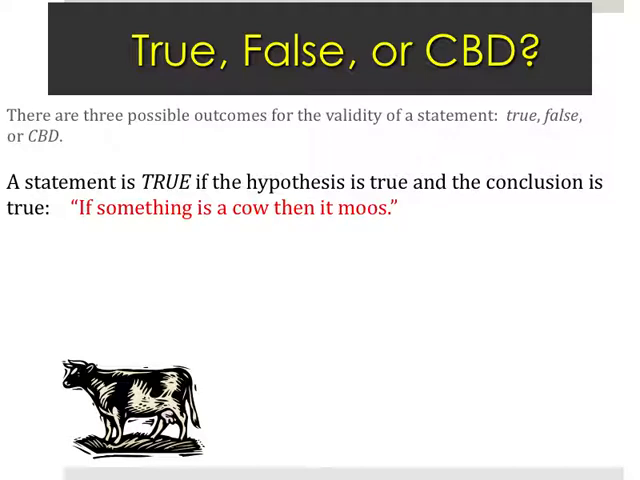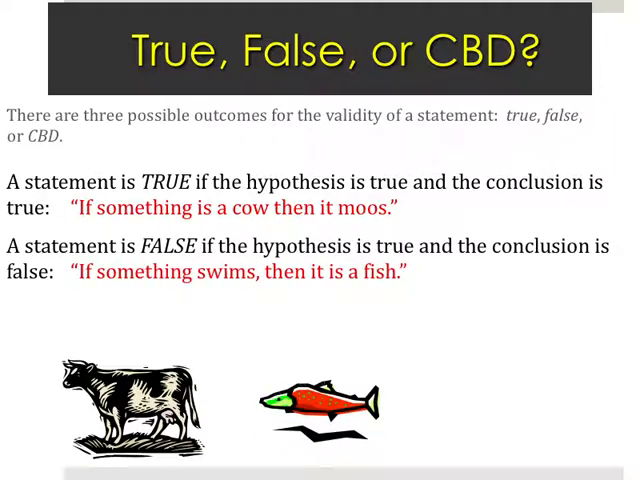Is there a cow out there that doesn't move? I'm sure there's some cow out there that had a freak accident and can't move. Probably. But in general, this is a true statement. In order for it to be false, the hypothesis still has to be true, but the conclusion is false.